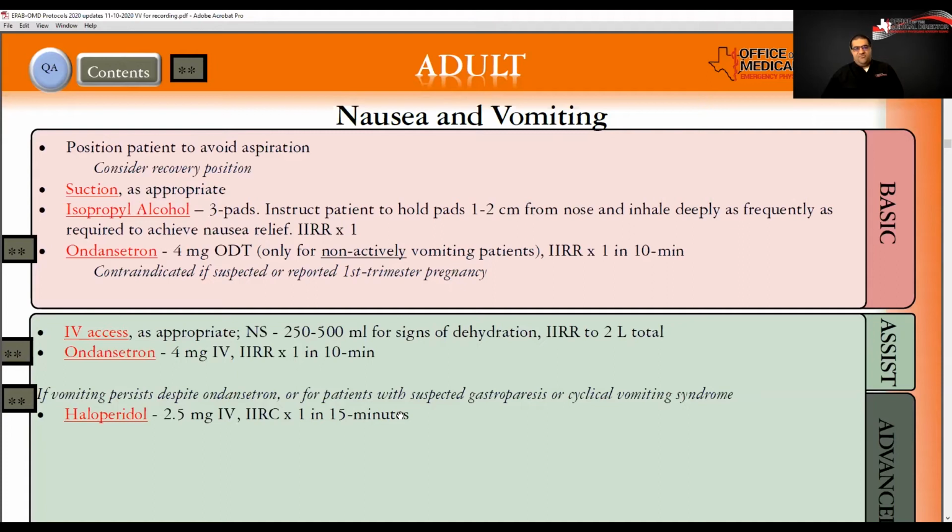You can give 2.5 milligrams IV. That's what I use in the emergency department. Push it relatively slowly if possible. I know it's a small volume, but try and minimize some of the dystonic reactions with some slow administration, and we'll see how that goes.